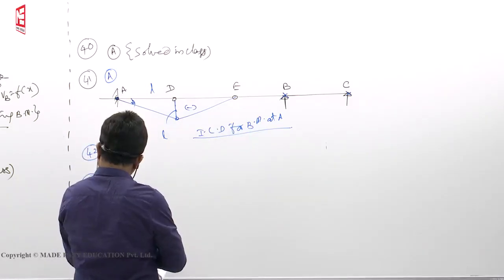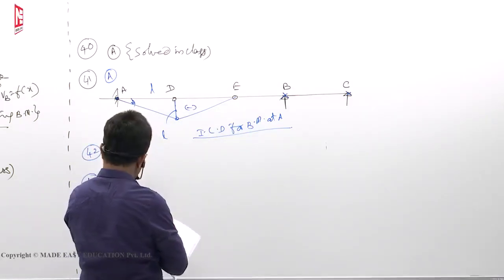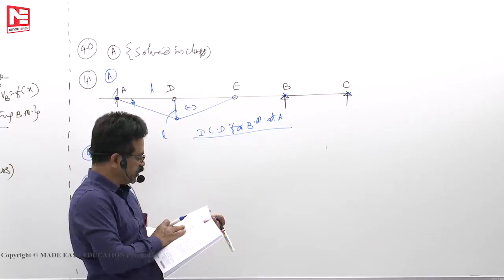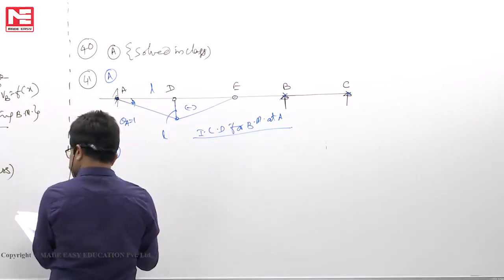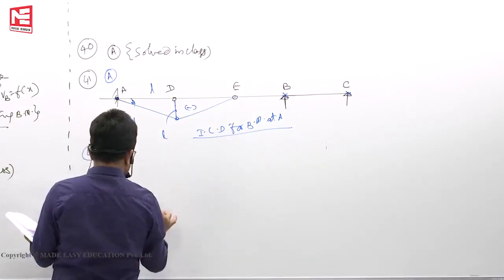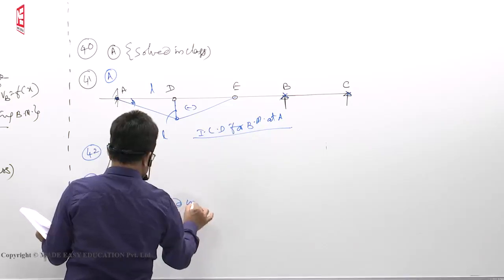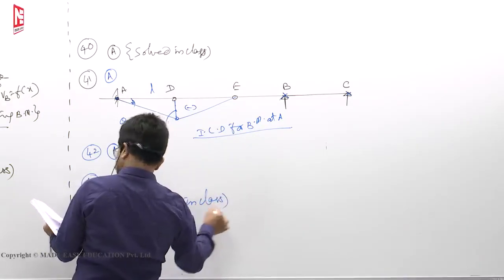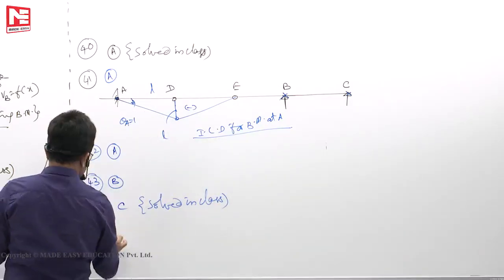Okay. A beam PQRS as shown in figure subjected to moving distributed vertical load. Fourth question we have answered, solved in the class. 45th question.